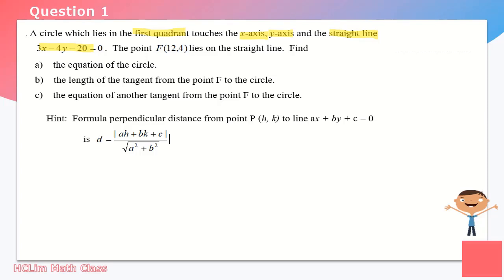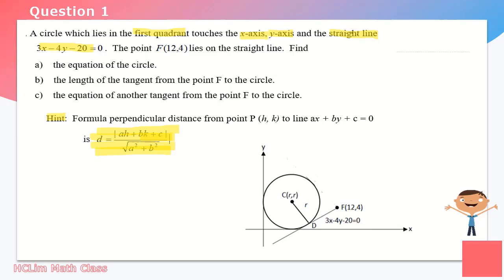First, we are going to find the equations of the circles. After that, we are going to find the length of the tangents from the point on the straight line to the circle, and we are going to find the equation of the other tangent from the point F to the circle. The hint given is the formula of the perpendicular distance. So after this, we are going to apply this perpendicular distance to solve our problem. Before we start, let us illustrate the information in a diagram first. So we try to draw the diagram.